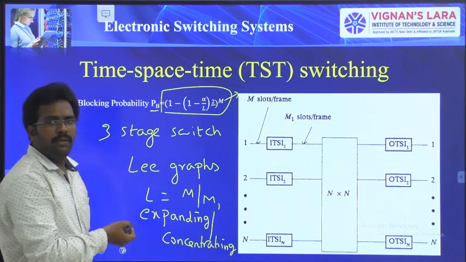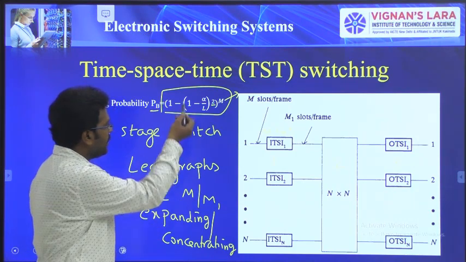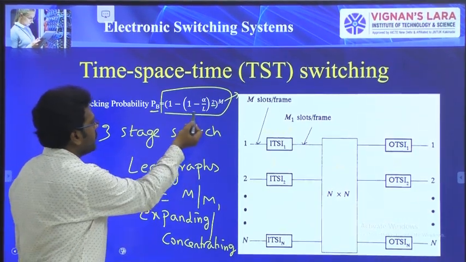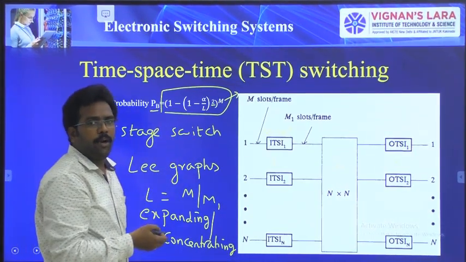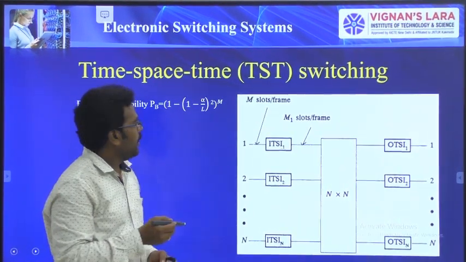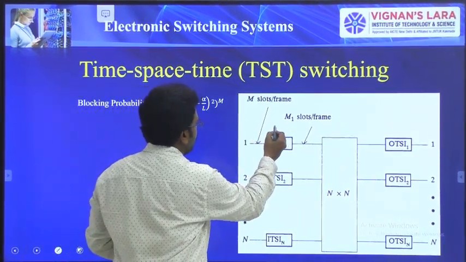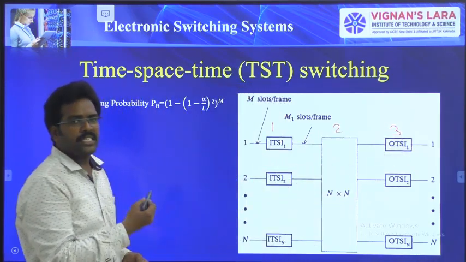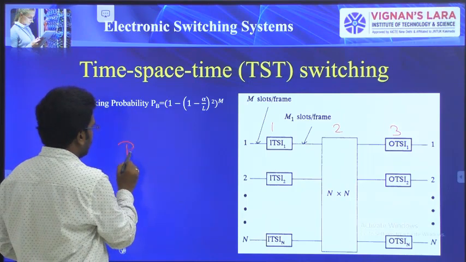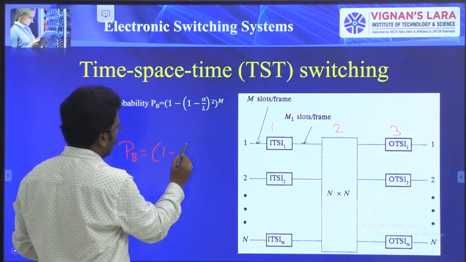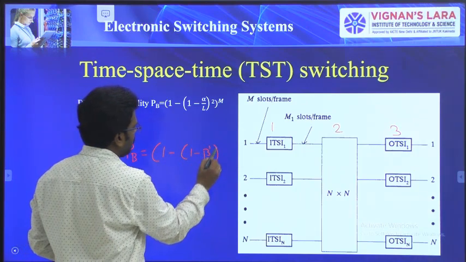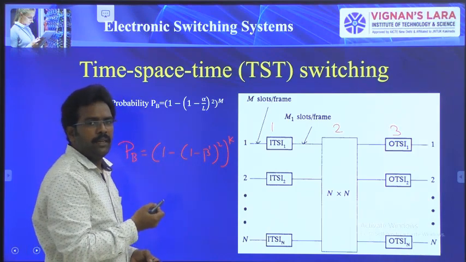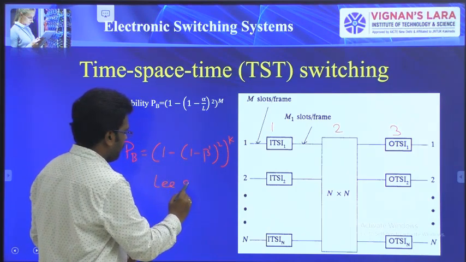Based on the value of L, we can say that it is either an expanding mode or a concentrating mode. This is the formula for finding the blocking probability. Here we have stage 1, stage 2 and stage 3. For a 3-stage switch, the blocking probability is P_B = 1 - (1 - β')^(2k). This is the formula we already obtained from the Lee graph method.